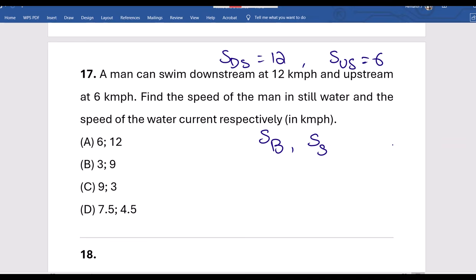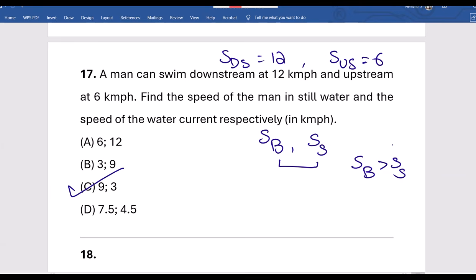Upstream is 6. So adding these two, SB and SS should be 12. And always SB should be greater than SS, because see, or else your boat will go backward. It will reverse. If boat speed is more than water speed, then only it can move forward. Or else it will come back. So that's why, okay, boat speed should be more than man speed. Adding should be 12. So 9 and 3, subtracting should be 6. 9 plus 3 is 12, 9 minus 3, 6.